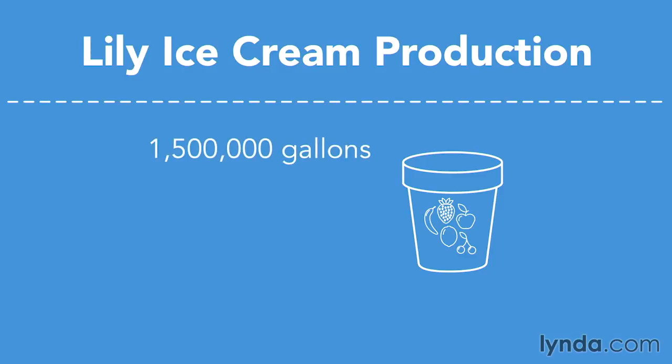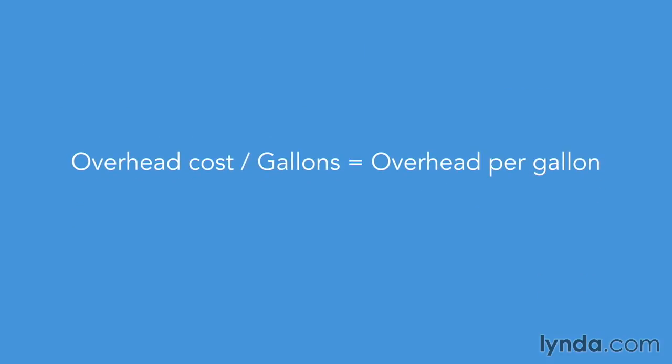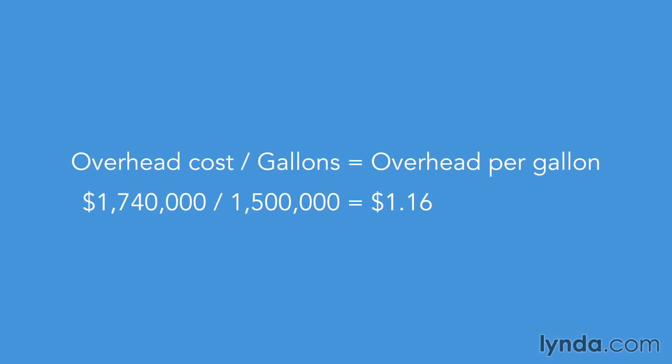Under Lily's traditional overhead allocation process, the predetermined overhead rate is computed as follows. $1.74 million in overhead costs divided by 1.5 million gallons equals $1.16 in overhead per gallon. This $1.16 amount is the overhead cost assigned to each gallon of ice cream, no matter what the flavor. Now, to keep this example simple, we will assume that the actual amount of overhead costs and the actual number of gallons of ice cream produced were equal to the expected amounts.